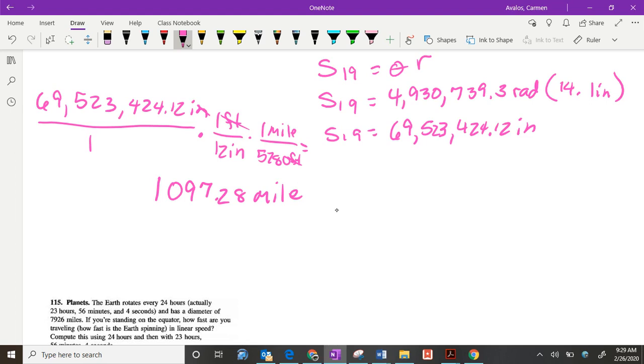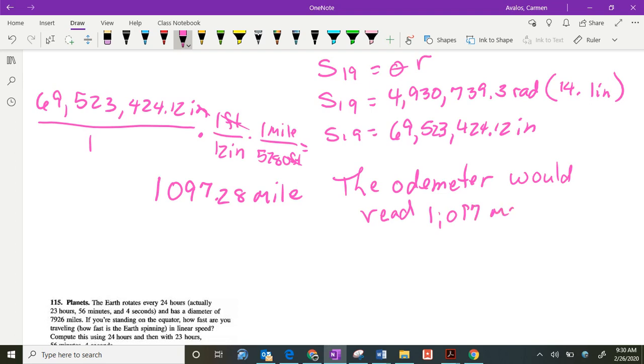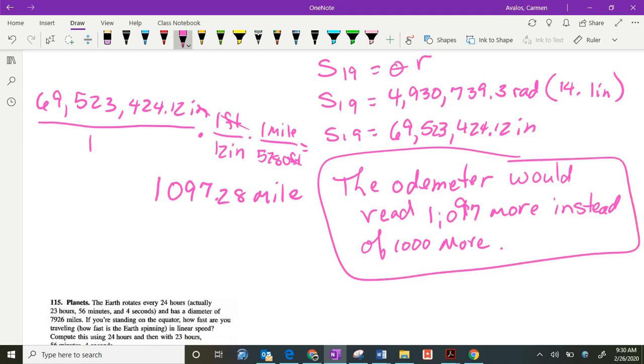So what really happened is that the bigger tire covered more distance, which made more sense since it's spinning the same thing. It's covering more distance on there. So the odometer would read 1,097 more instead of 1,000. Okay, so there we go.